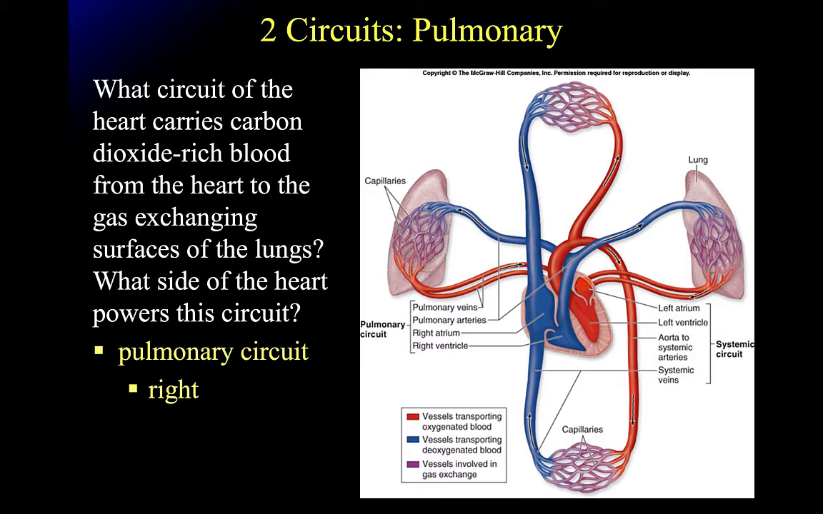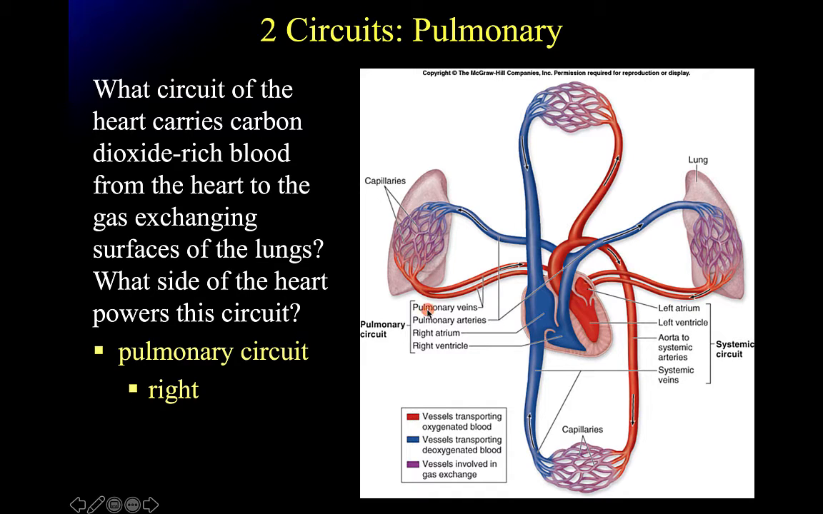Now, some of the things I want to introduce as we're taking a look at this: when we see blue on here, that's indicating that that blood is low in oxygen. Generally, that means it's high in carbon dioxide. The red is going to indicate that the blood is high in oxygen. And the purple is going to indicate that we are in a transition between those two.